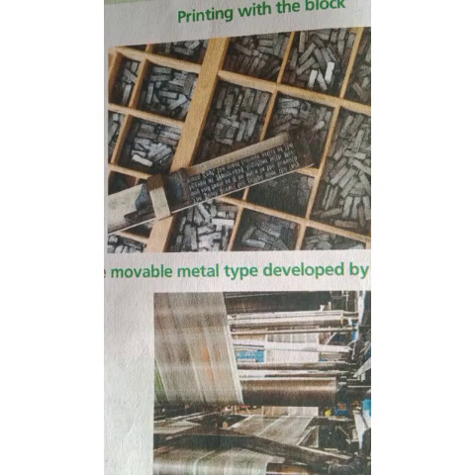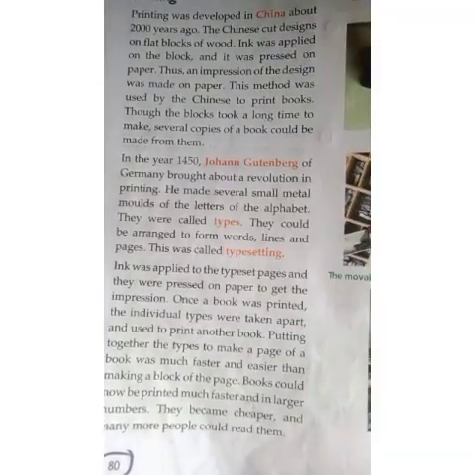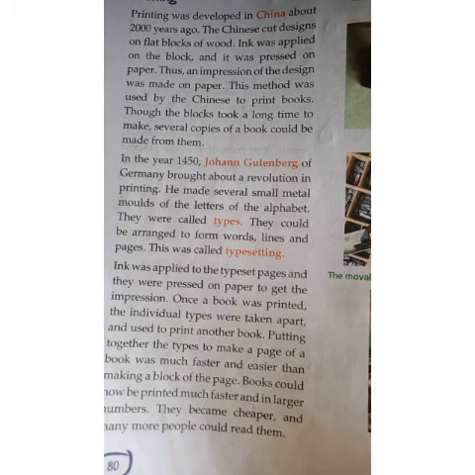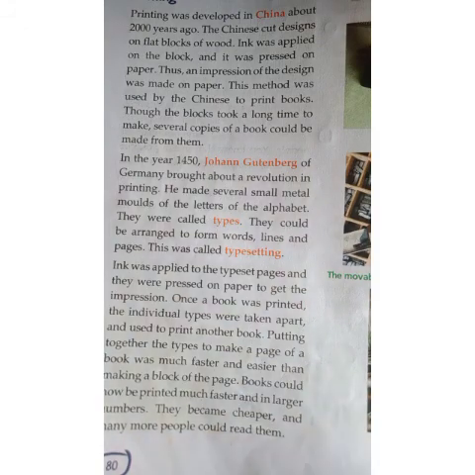They could be arranged to form words, lines and pages. This was called typesetting. Ink was applied to the typeset pages and they were pressed on paper to get an impression.